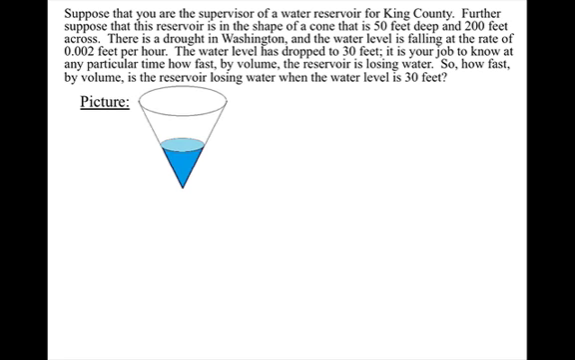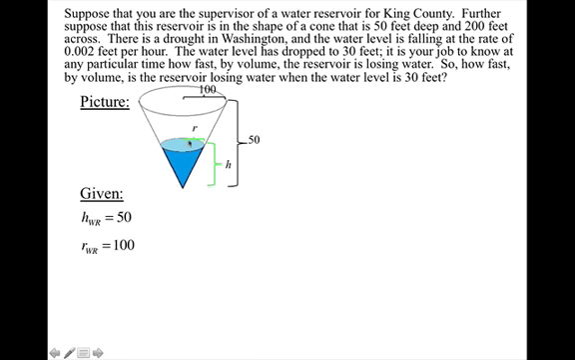All right, so if we have our picture of the water reservoir as the shape of a cone, we label what we are given. The height of the water reservoir is 50 feet, and the radius is 100 because the diameter is 200, because it says 200 feet across. We do not know the radius or the height of the actual water itself. We are given that the water level, which is the height, is decreasing because it's falling at a rate of -0.002. What I want to find is the rate that the volume is changing when H equals 30.